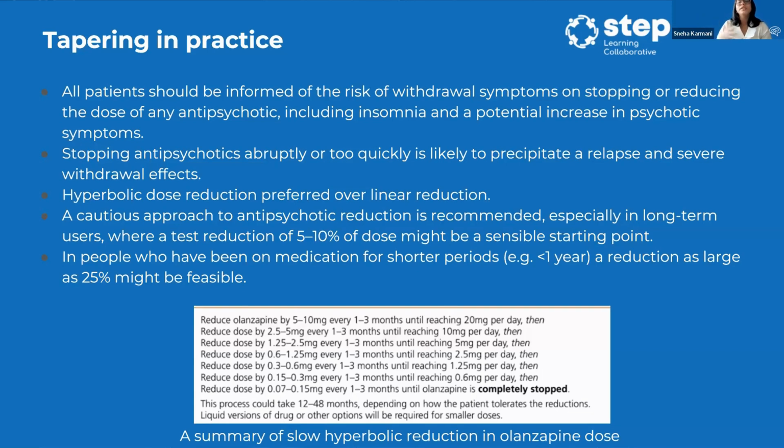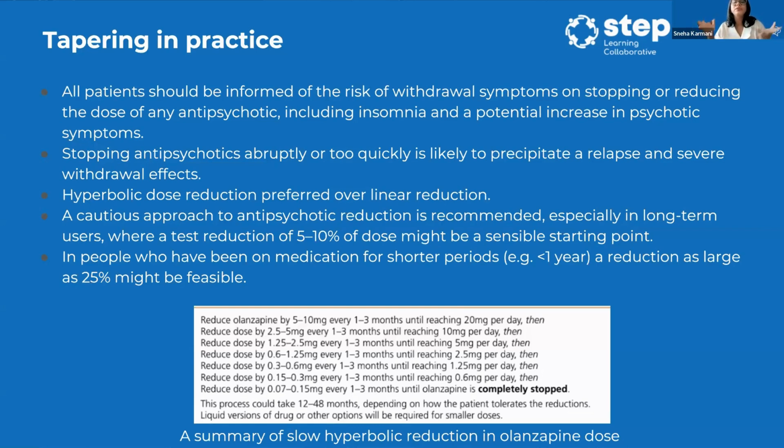For somebody who's been taking the drug for 5 years and 10 years, you can try a test reduction of 5 to 10% of dose as a starting point. And in those who have been on medication for a shorter period, let's say less than a year, you could attempt a reduction as large as 25%. So a hyperbolic reduction is different from a linear reduction.